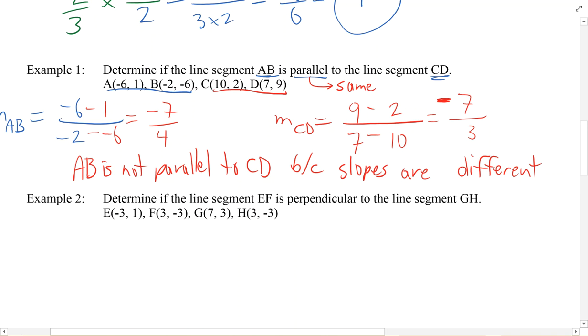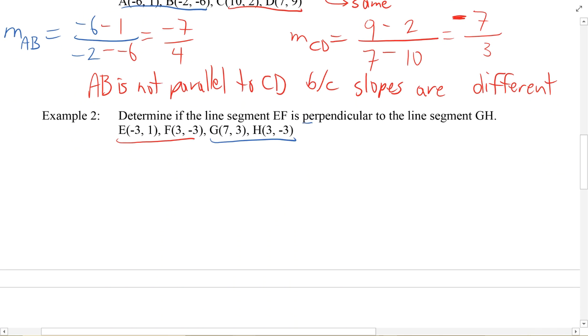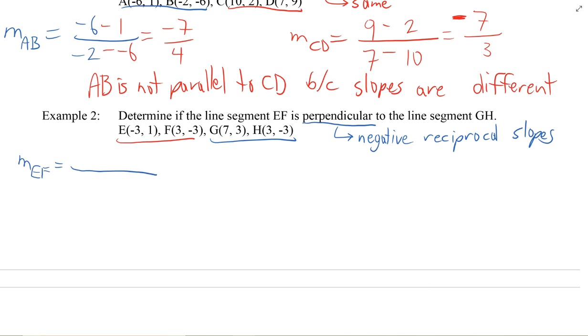So the next one's going to be very, very similar, except you're going to compare EF to line GH. So you're going to have to find those slopes. And what do we know about perpendicular lines? They have, write this down, negative reciprocal slopes. Reciprocal slopes. So we're going to find the slope of EF. So subscript EF, go ahead, and then find the slope of GH.